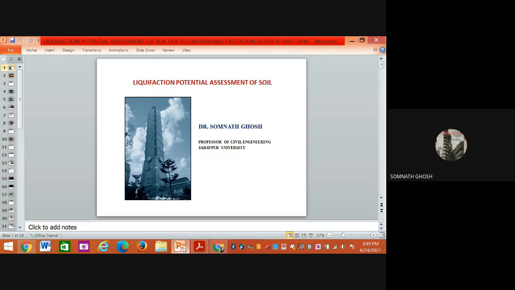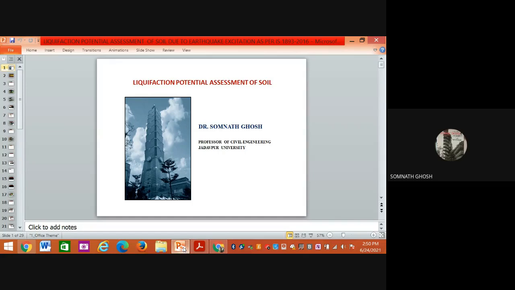So when you are submitting a soil report or when you are designing a particular structure based on a soil report, you have to be very careful whether the liquefaction potential assessment of soil is done or not. If it is done, then accordingly the bearing capacity, safe bearing capacity, or your pile capacity, all those things are accordingly assessed or not. So these are very important aspects, right?